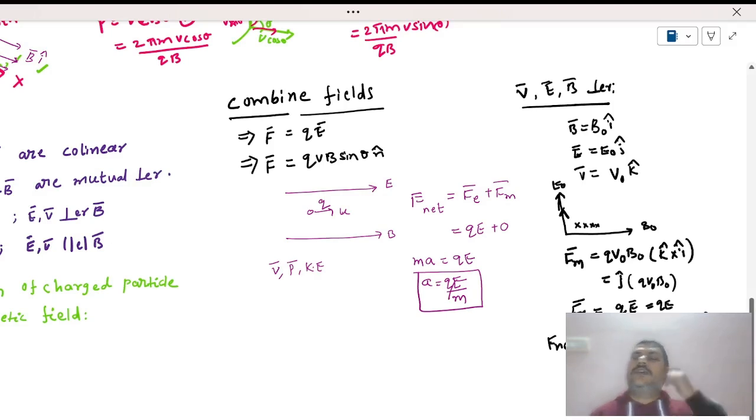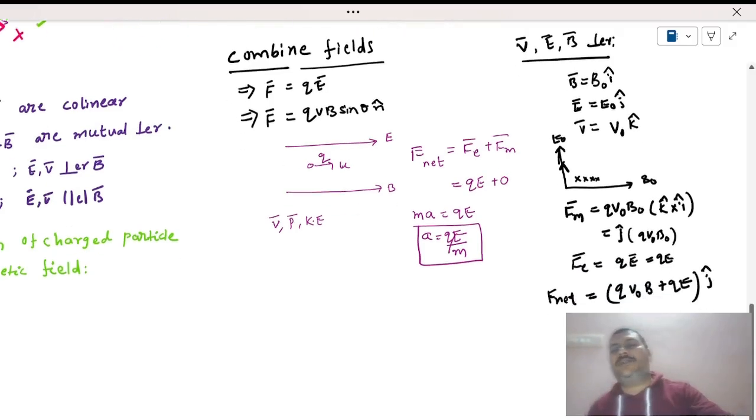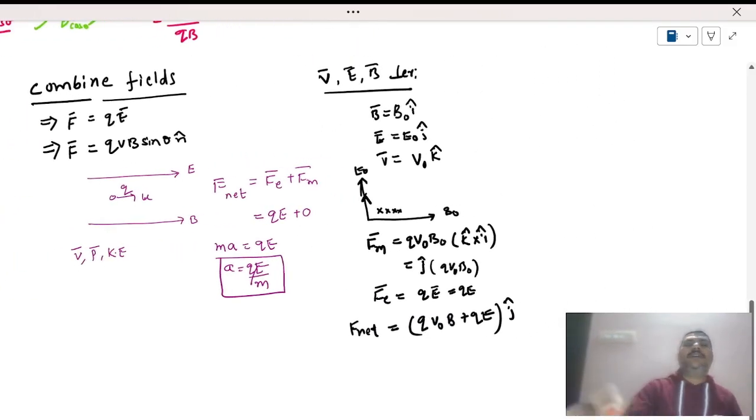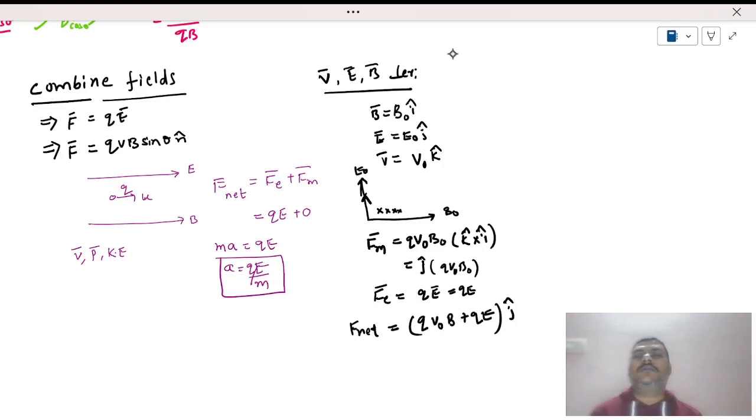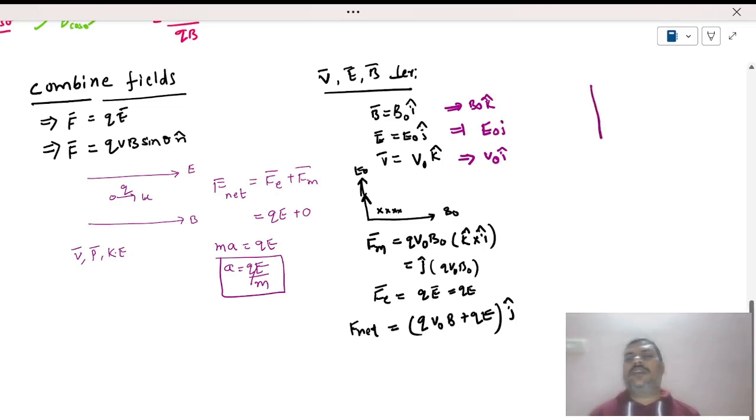If I change any one direction, suppose E and B are mutually perpendicular. In the same case, consider the charged particle projected in the direction of V naught I cap, and B is B naught K cap. So consider the changed direction; the E is the same. Here B naught is B naught K cap. The direction of E is not changing, so E is along J cap alone. Now the diagram: E is J cap.